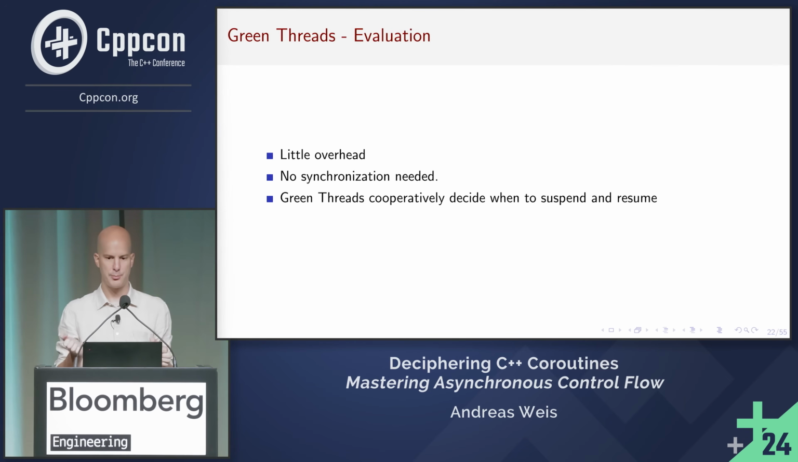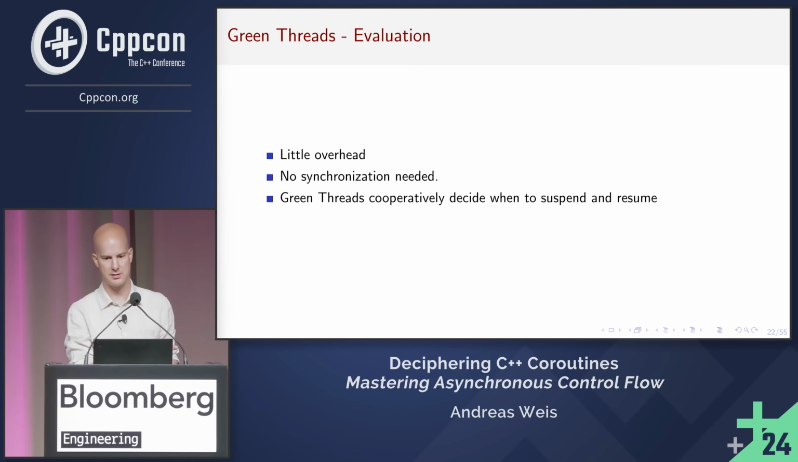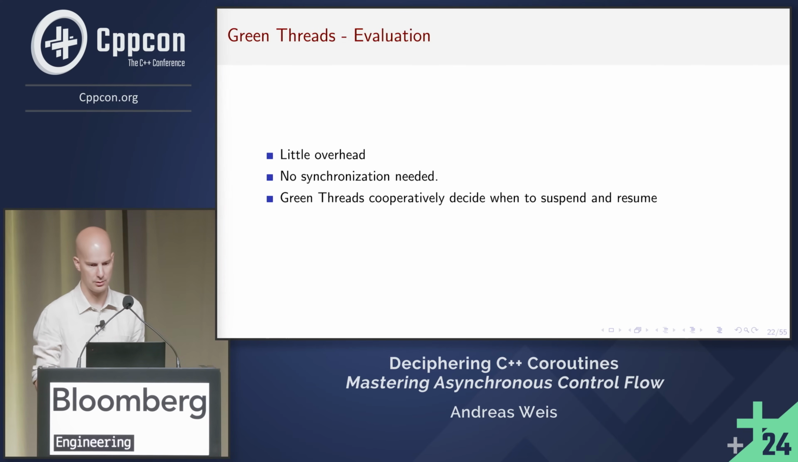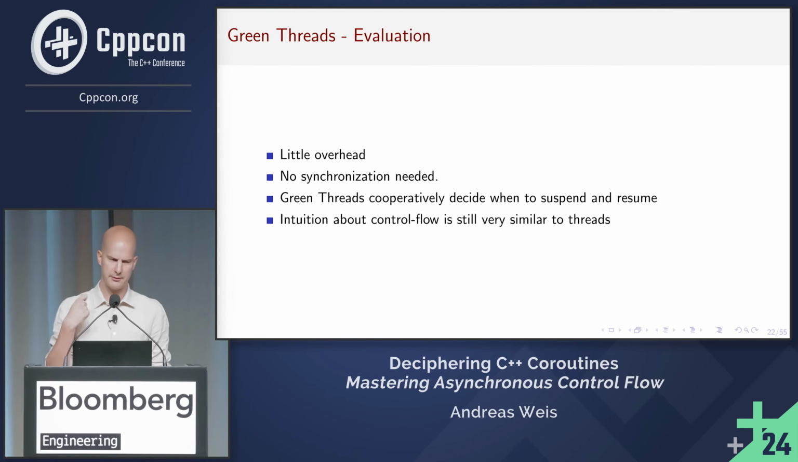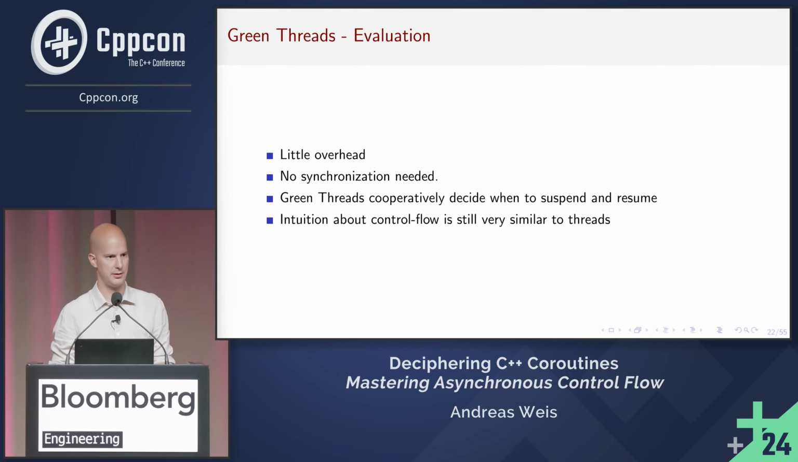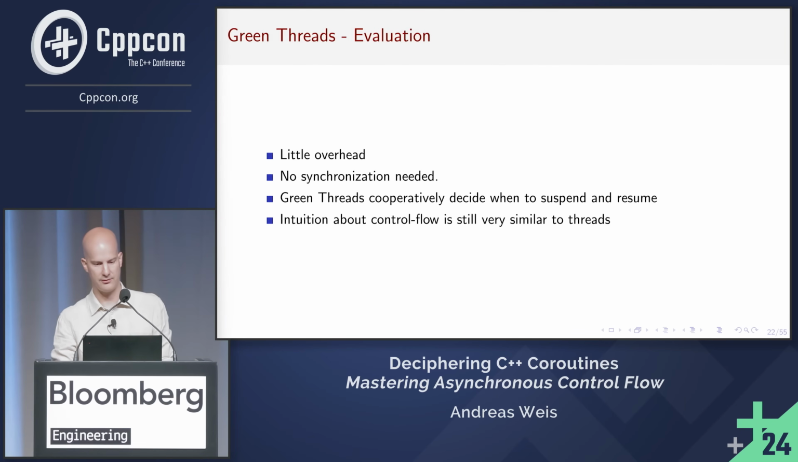The green threads cooperatively decide when to suspend and resume, right? You cannot be preempted like you can be with operating system threads. Here, each thread voluntarily gives up the execution context. But the intuition about the control flow here is very similar to threads, right? If you understand how to solve the problem with threads, then the only thing that you need to decide here is what are the points where you actually hand control over to the other context. But otherwise, it's a very similar way of thinking.